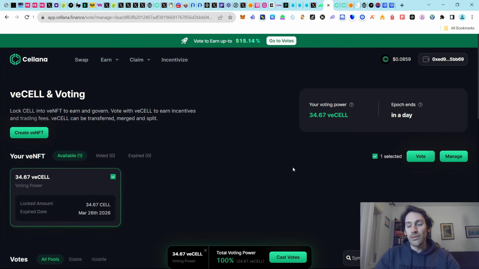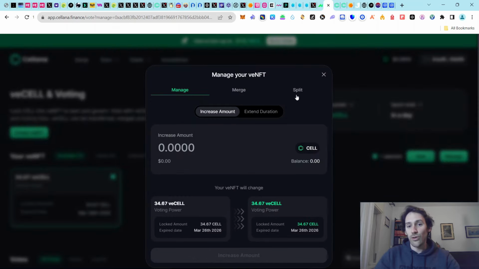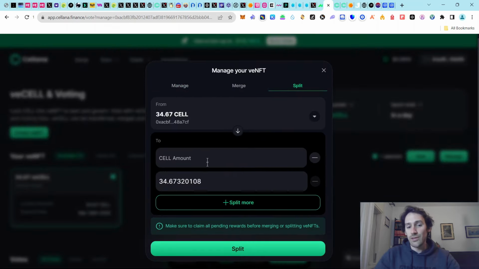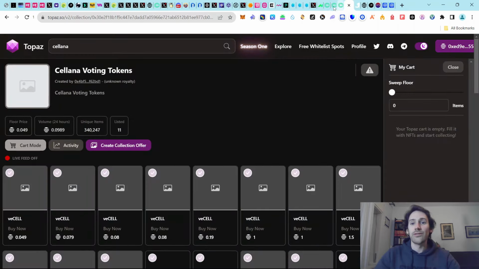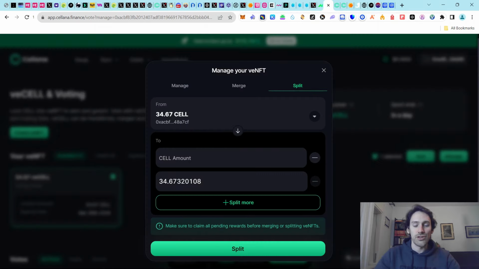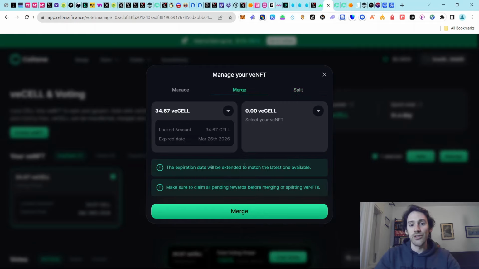Now, another thing you can do with these vote escrow NFTs is you can manage them in a way to split or merge them. If you choose to split them, you can actually sell them on Topaz Marketplace. However, if you're going to be merging them, make sure to claim any rewards when splitting and merging. If you merge them, you're going to get the highest lock on the NFT with the highest lock. So keep that in mind.